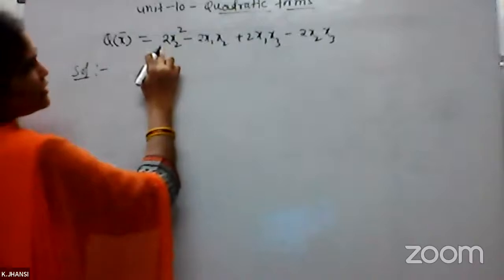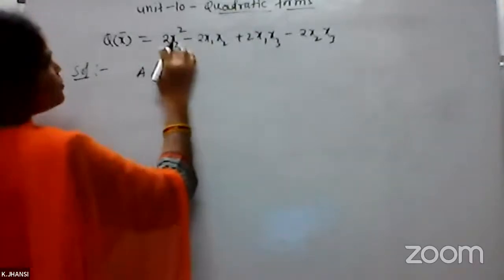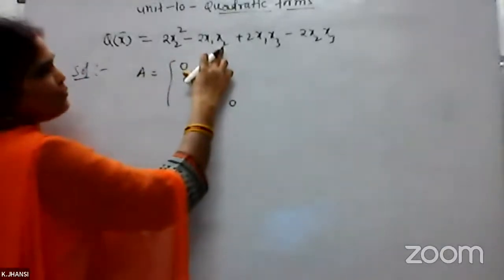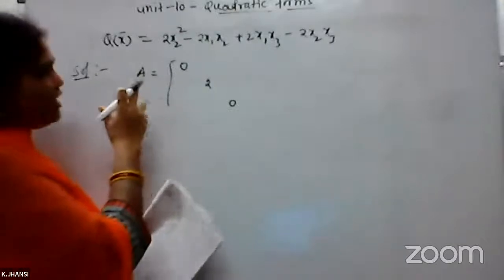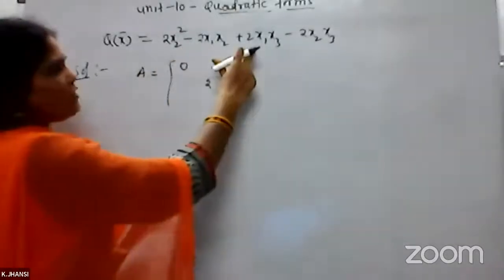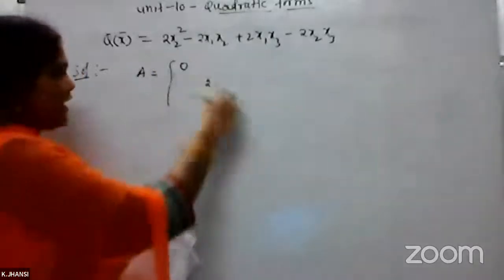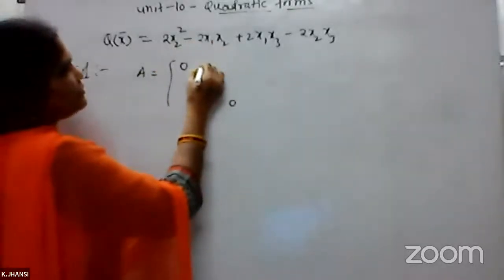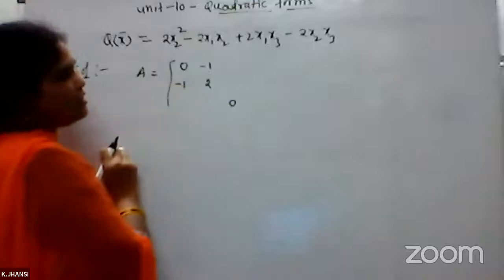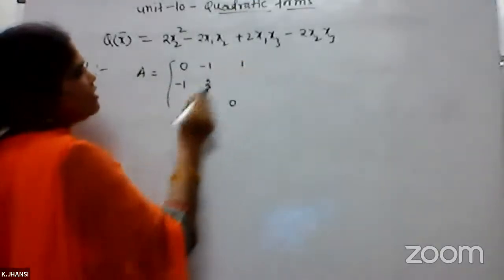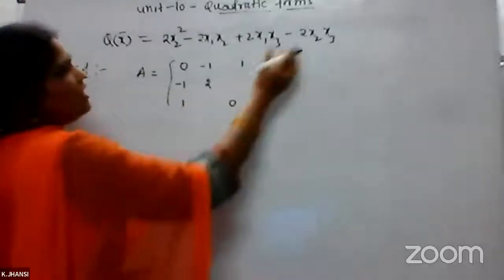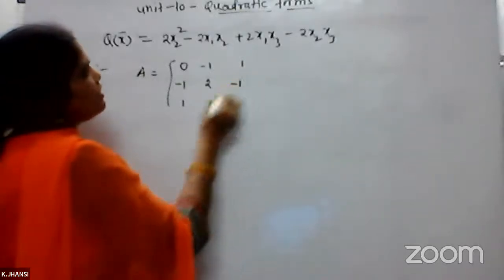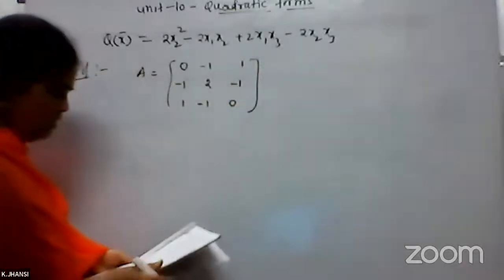x1 square is not there, so it is 0. For x2, x3 is not there, so 0. Minus x1x2: for finding the matrix form, the values given other than the diagonal you have to divide by 2. So here this is minus 1, and here you will get minus 1. Next x1x3 is 1, and you will get x3x1 here. After that you have minus 2 x2x3, so it is minus 1 and here minus 1.